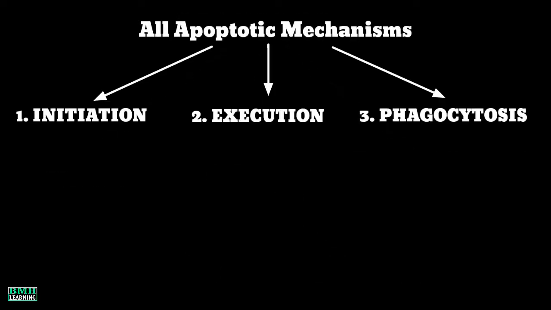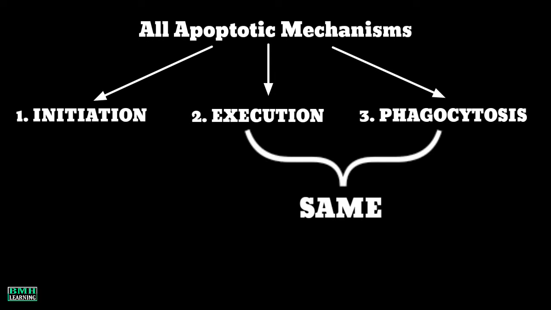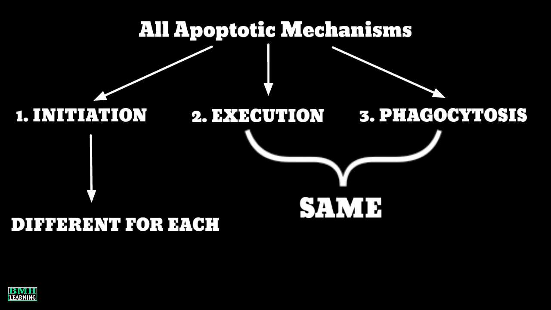Now all these mechanisms have got three stages. The last two stages are the same for all mechanisms. But we are only interested in the first one, which is initiation. You will see every single pathway uses different ways to initiate apoptosis. In this lecture, we will only discuss how apoptosis is initiated by the intrinsic pathway.